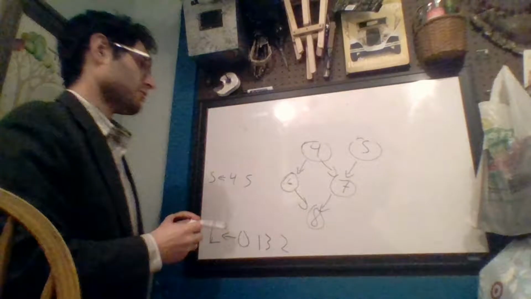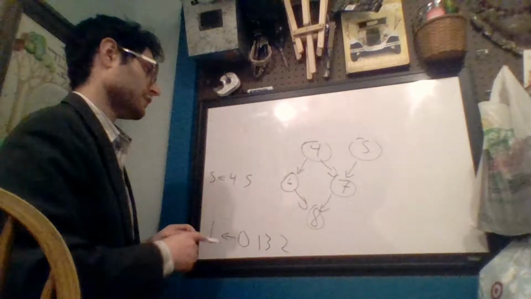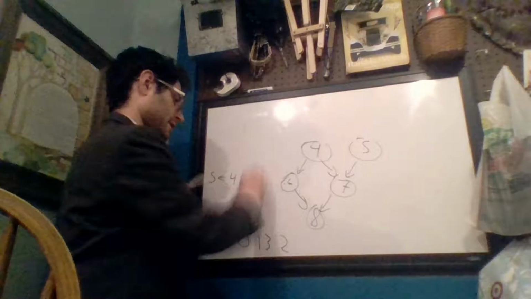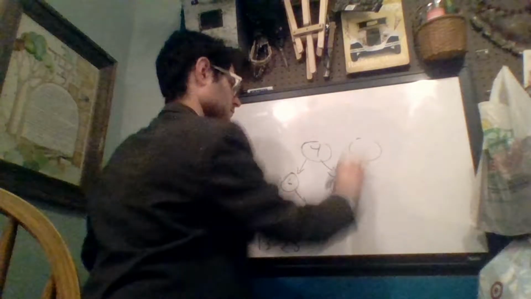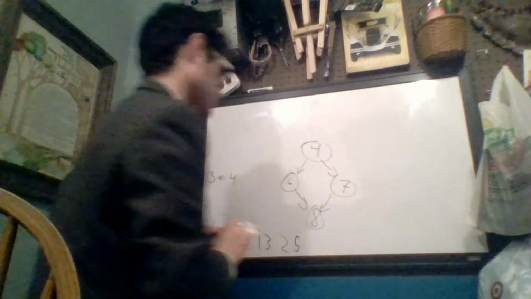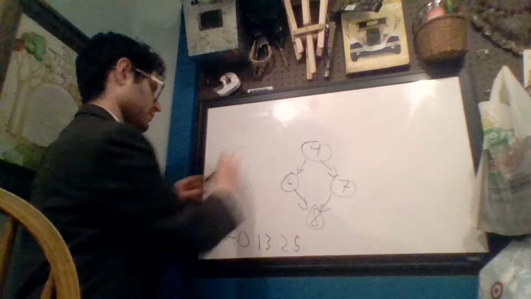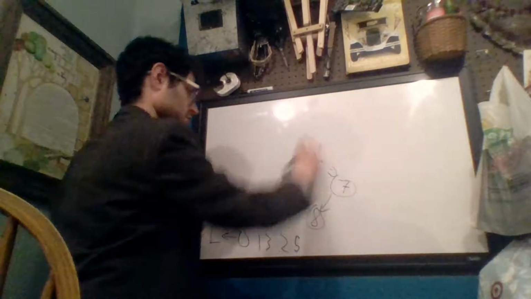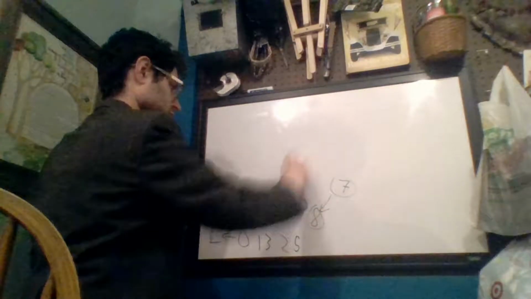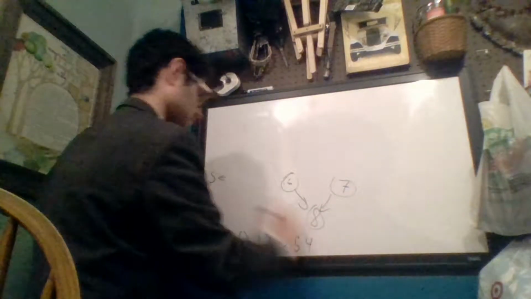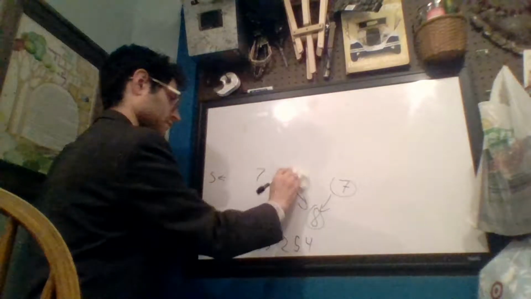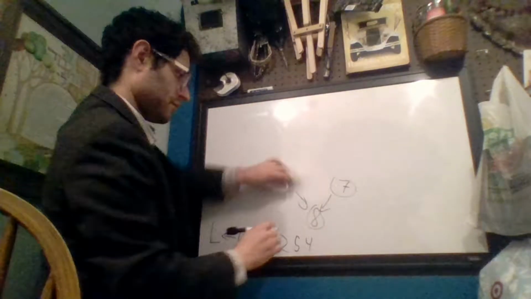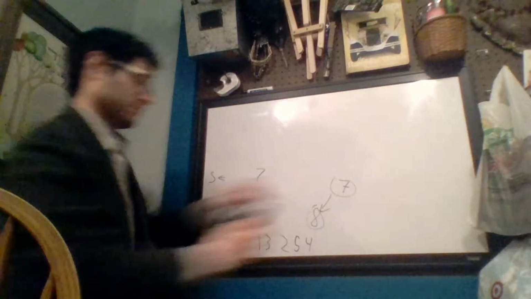Now we're going to go ahead and remove, let's say, 5. Again, it doesn't matter which ones we do. And then we're going to remove 4. Now we'll do the 6 and 7, and we can remove 6. And we can remove 7.